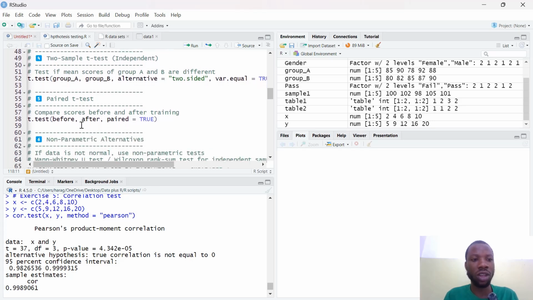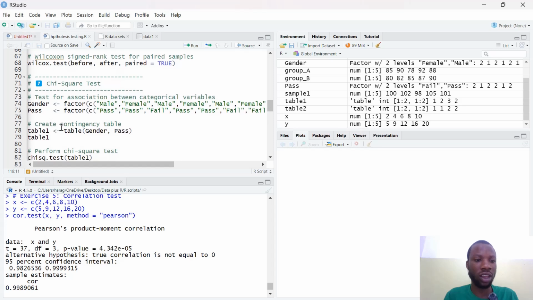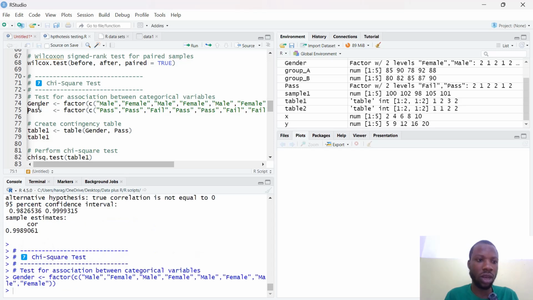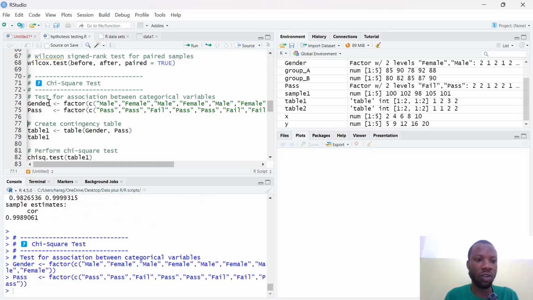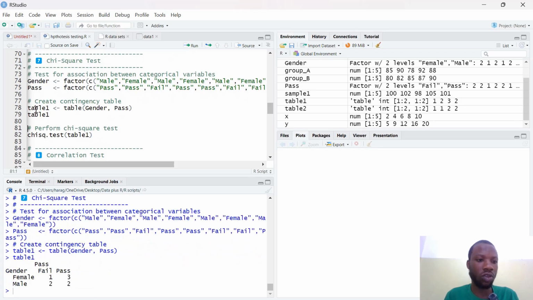And you will also see the chi-square, which is trying to check if there is association between two categorical variables, like between gender and pass. So that is association between two categorical variables. We use chi-square. We have gender and pass. We want to see if there is a difference between male and female in terms of pass or fail. So this is also what it is going to bring for us.